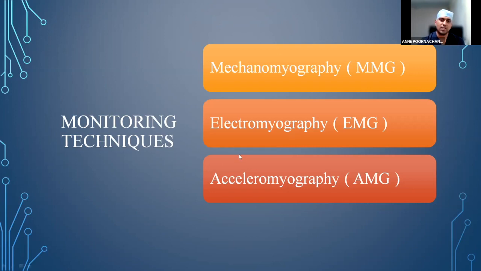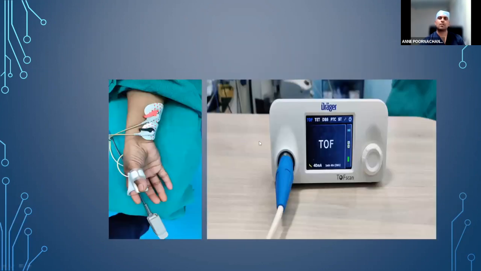it measures the action potential of the muscle on nerve stimulation, and the response is displayed on the monitor. Most widely used, and most widely available, is acceleromyography. Here we stimulate the nerve, the acceleration of the muscle movement is measured, and the value is displayed on the monitor. This is an acceleromyograph monitor we have at our institute. It delivers all the stimulation patterns like TOF, tetanus, double burst, post-tetanic count, and single twitches. This is a piezoelectric wafer applied to the thumb.